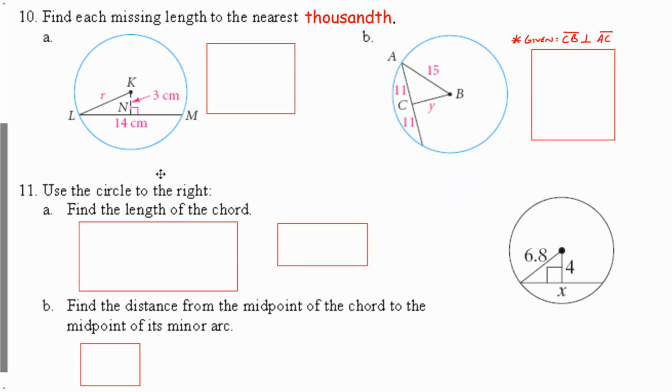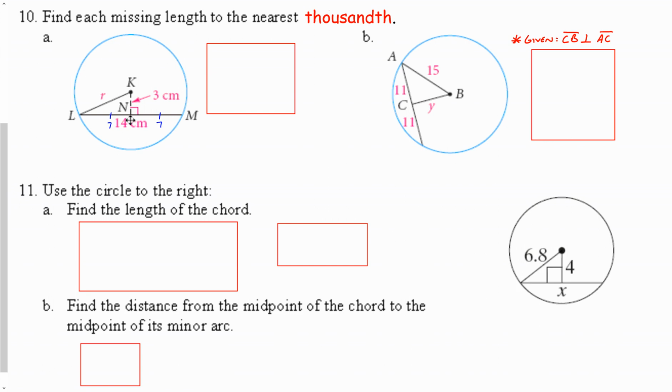So number 10, parts A and B, will use some of those theorems that we just looked at in order to find the missing lengths within these circles. So in 10A, what we have to look at is that we have part of a diameter, this KN segment here. We know it's part of a diameter because it comes from the center point and it's perpendicular to this chord LM. Now, because it's perpendicular to that chord and from the center point, we know that it's bisecting that chord. That's using theorem 12.6 from above.